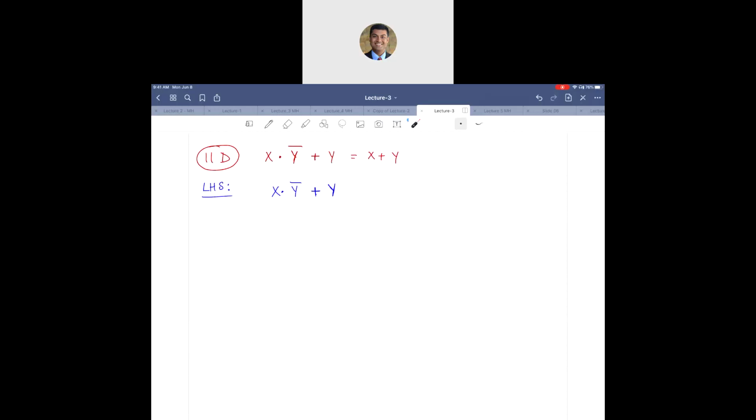So here is one trick that you can use. This problem has two variables. The two variables are x and y. There are two terms that you are observing right now. The one term is x and y complement, and the other term is y. The first term has both x and y represented. The second term only has y represented. So what I'm going to do is force the missing literal.